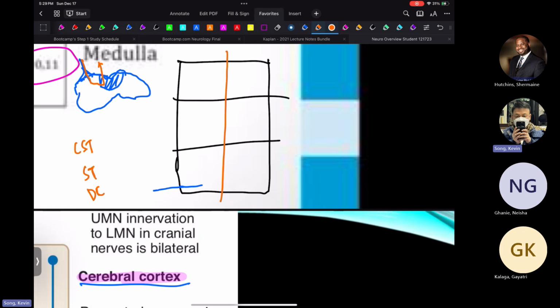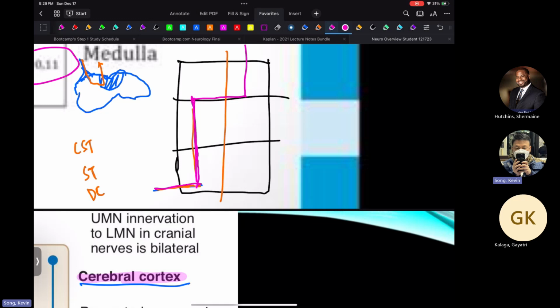I'll use the pink color for the dorsal column. It comes in here and then goes up. Then at the bottom of the medulla, it decussates and goes up to the thalamus, and then past the thalamus to the sensory cortex. Okay, so where does the decussation occur? I mean, where are the first neuron and second neuron?